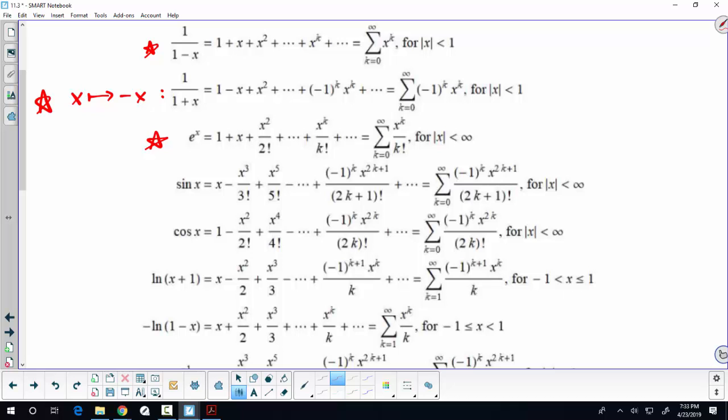So if we split apart e to the x and alternate it, you've got sine and cosine from that. So really you get sine and cosine from e to the x, remembering that they alternate. Sine's odd, cosine's even.